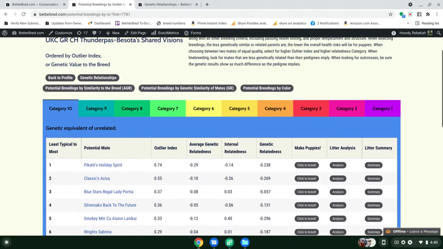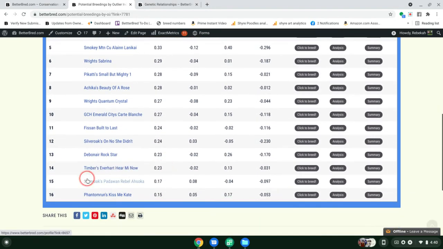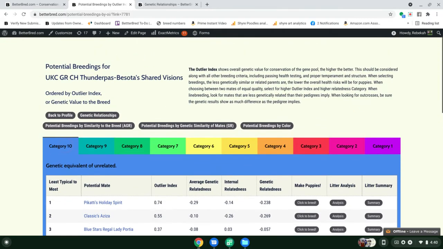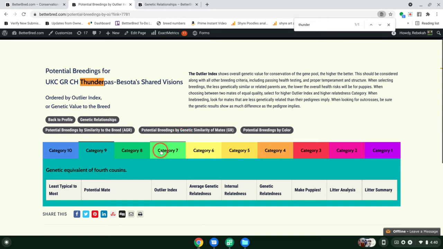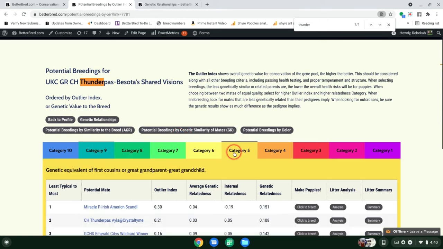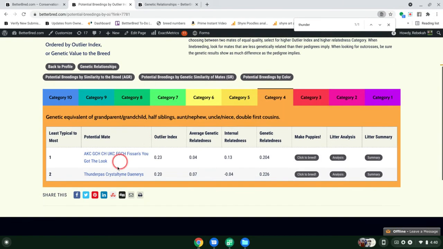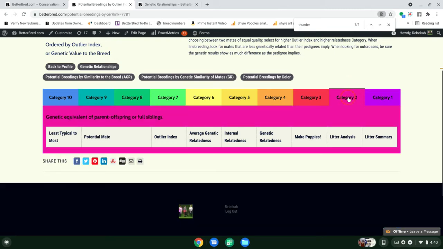All right, so you can see here all the dogs that are unrelated to this male. I noticed down here there is another Thunderpass. Oh, okay, maybe that was for the female. So the female had another Thunderpass that was unrelated. Let's see here. Category 4. Okay, so you can see here. So we go through these categories. As I said before, they range from category 10, which is unrelated, all the way to twins. Category 2 will be parents and offspring, and so on and so forth.